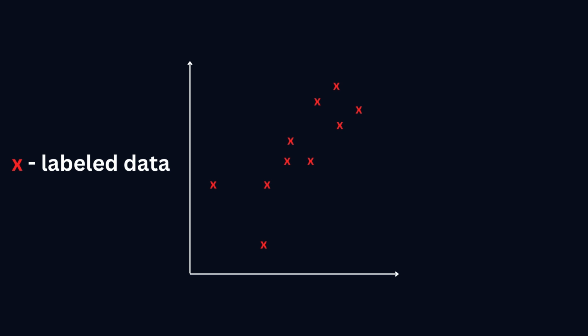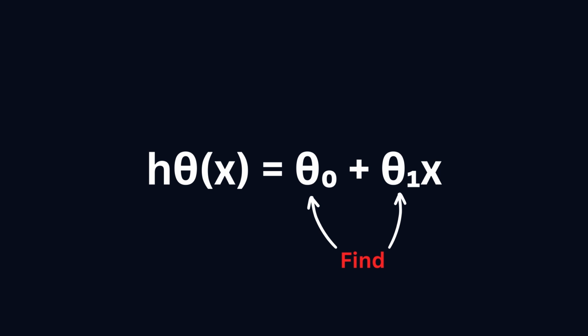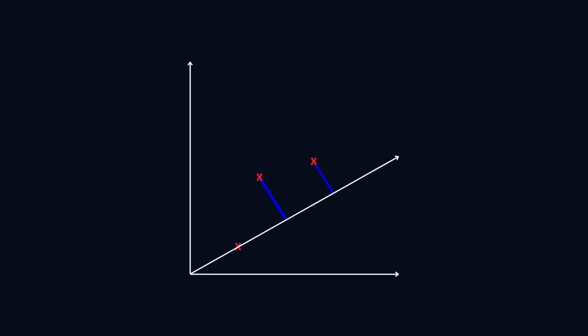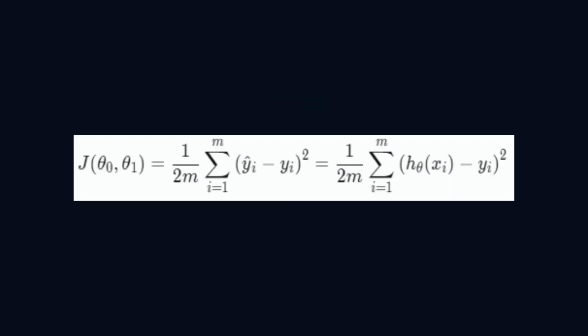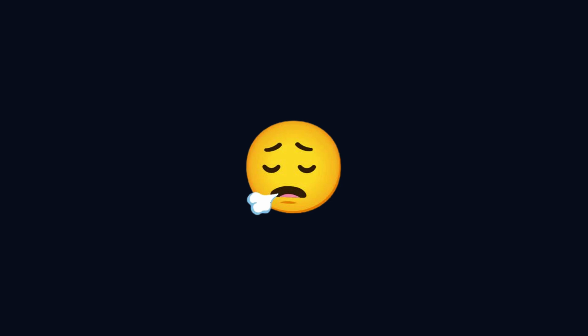Let's say you have a bunch of points on a graph and you want to draw a straight line that goes through these points in the best way possible. The idea is to find θ0 and θ1 so that the average squared vertical distance from the points to the line is as small as possible. This will minimize our cost function. In a perfect scenario, the line would go exactly through every point and the cost would be 0. But usually nothing is perfect and we'll most of the time end up with something like this.